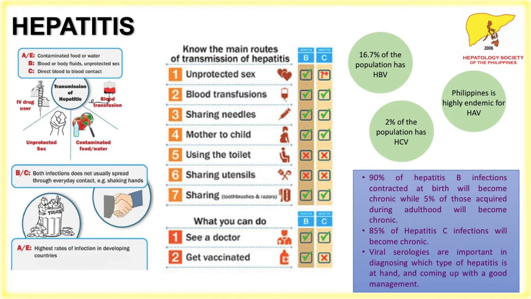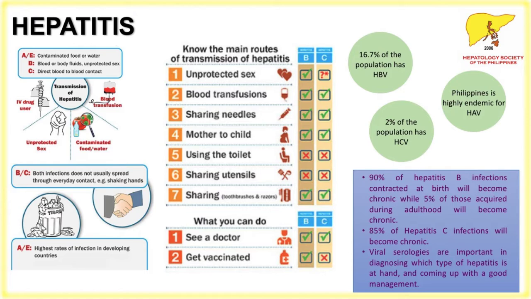So this slide summarizes our talk. So to recap, hepatitis A and E are transmitted via the fecal-oral route and do not usually cause chronic disease unless the patient is immunocompromised. Hepatitis B and C are transmitted through blood and body fluids and can become chronic. Development into a chronic disease is the rule in hepatitis C, while in hepatitis B, chronicity depends on the age at which the patient is infected.